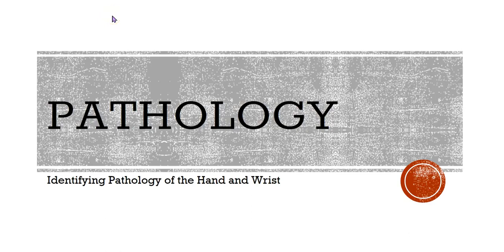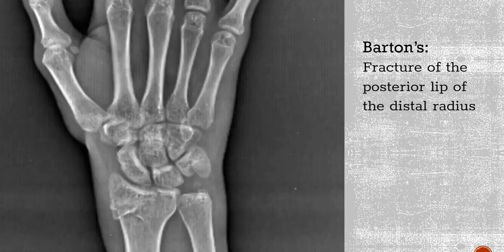Hello and welcome to a discussion of pathology of the hand and wrist. So in this lecture, we will discuss 12 pathologies that I need you to know, including 2 fat pads. And fat pads aren't pathology, but we're going to review them in this lecture to make sure you're comfortable identifying them. Let's get started. Our first pathology is called a Barton's fracture.